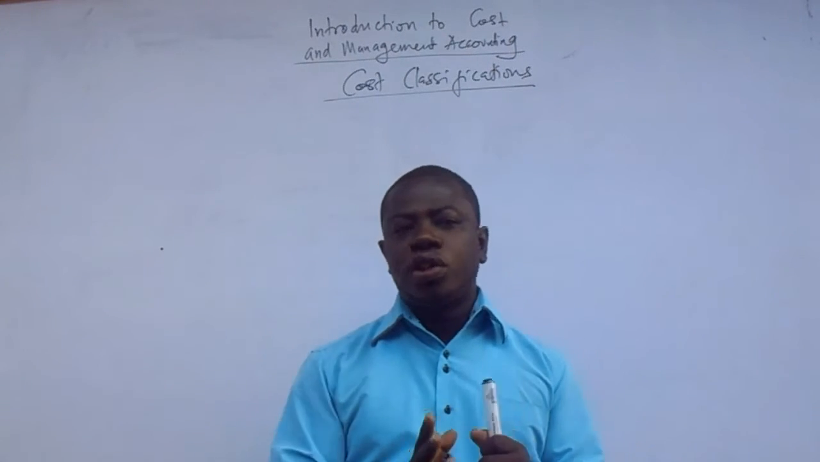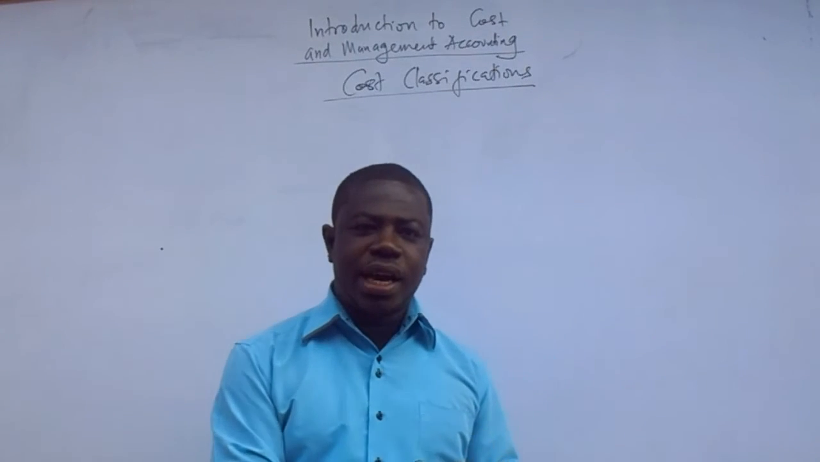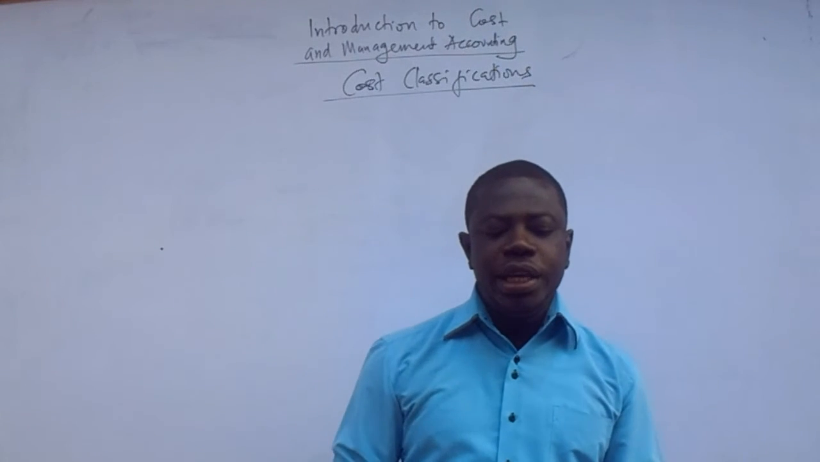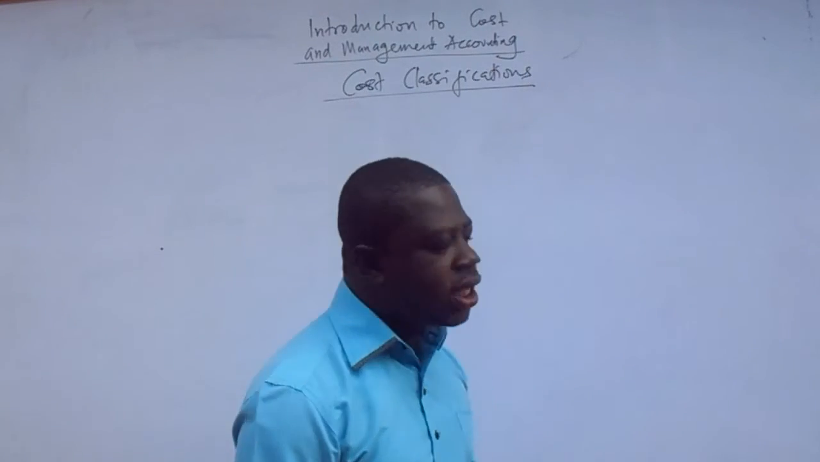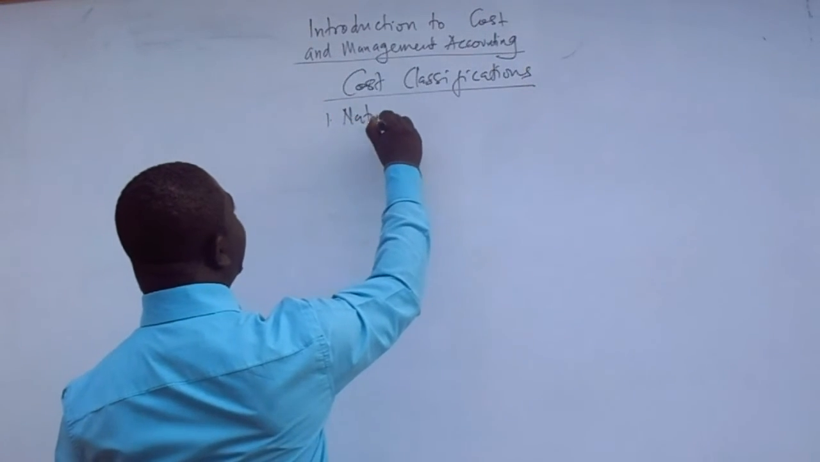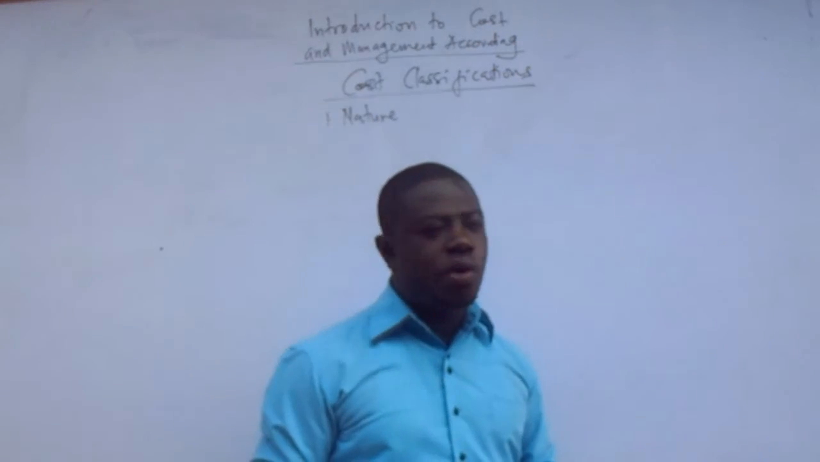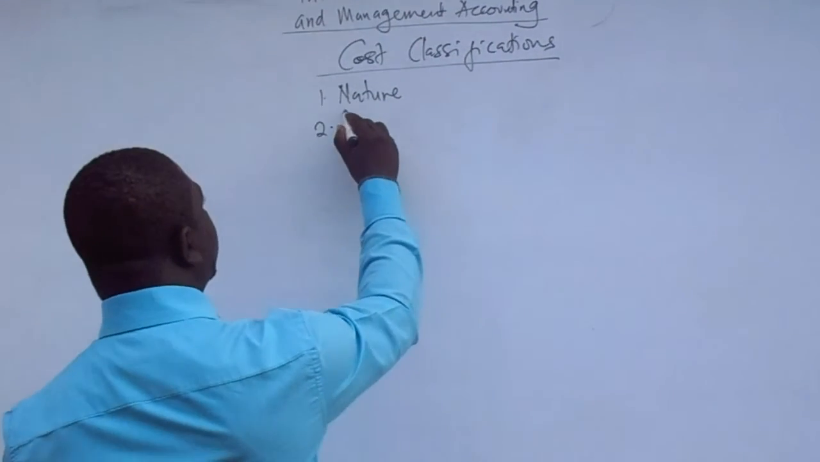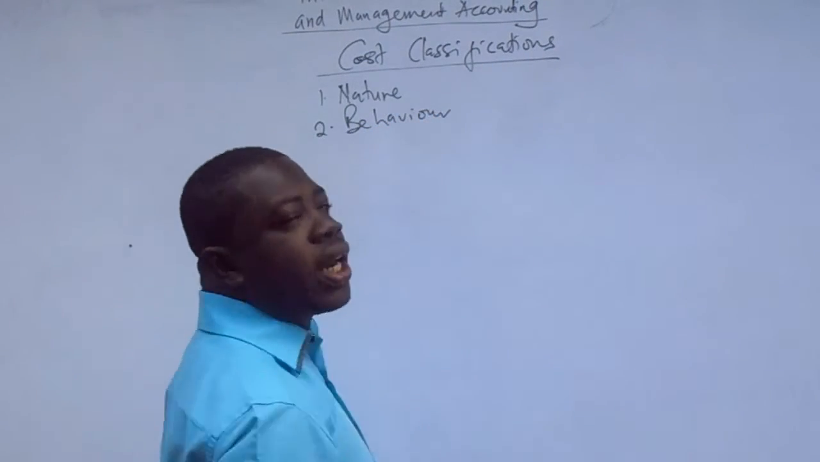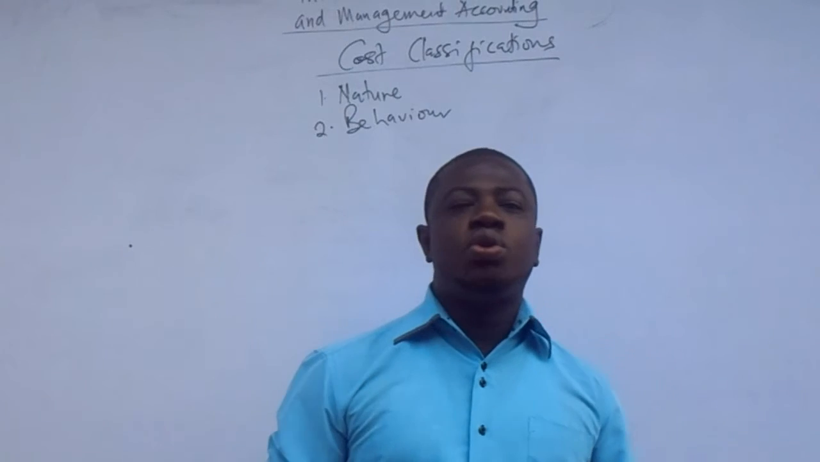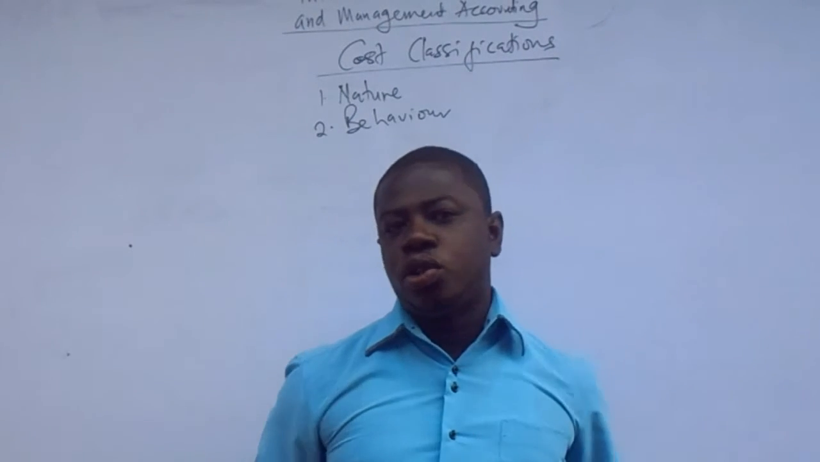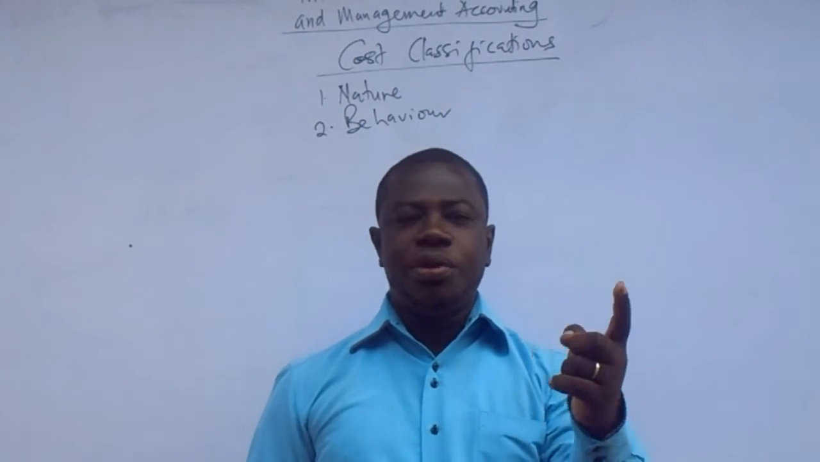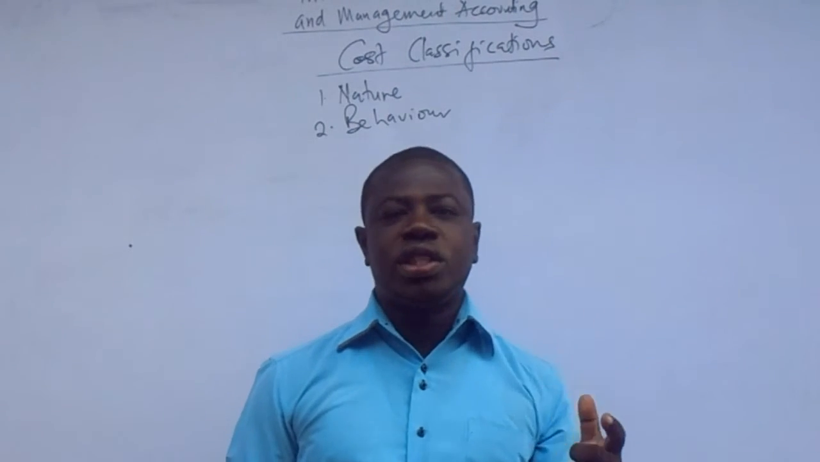And so when you realize that some costs have certain characteristics that are similar, then we group them in a particular class, and then we try to explain them from that class. And so there are so many ways that we can classify cost. The first one is that we can classify cost according to nature. And then we can also classify cost according to behavior. Now, to classify cost according to nature is to look at the natural elements that are in the cost. And from the cost classification according to nature, we have material cost, labor cost, and then we have expenses.